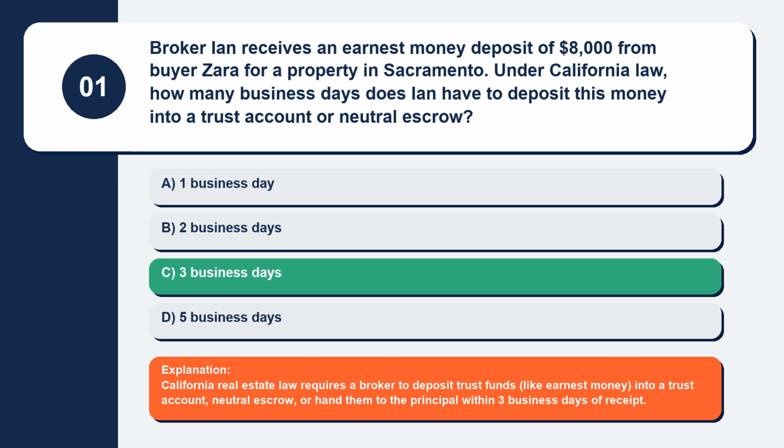Explanation. California real estate law requires a broker to deposit trust funds, like earnest money, into a trust account, neutral escrow, or hand them to the principal within 3 business days of receipt.